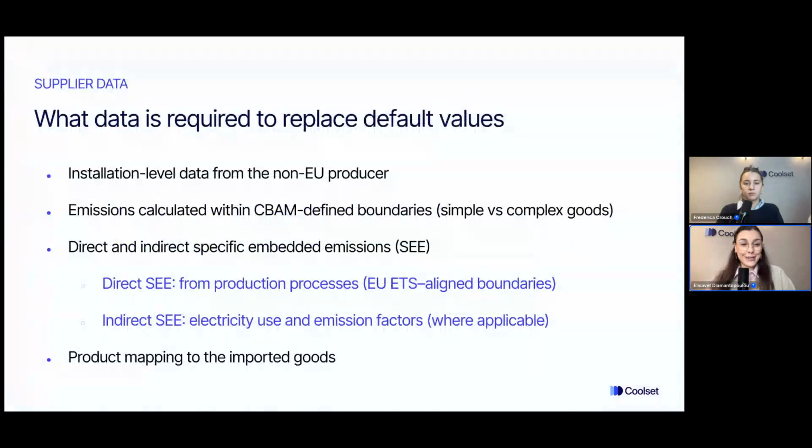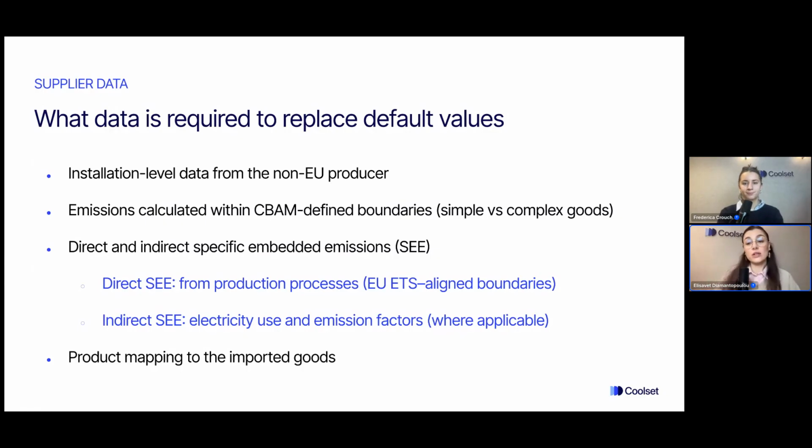What does it take in order to replace this? The first is you need installation level data. Essentially, you need to see what's happening in the factory, what's happening in the production site, and you need to collect specific data on the emissions of that installation.